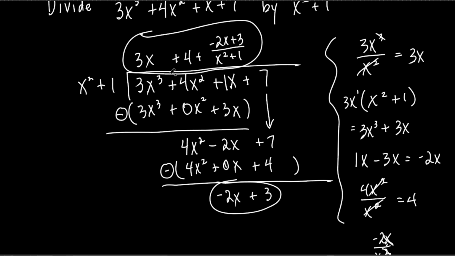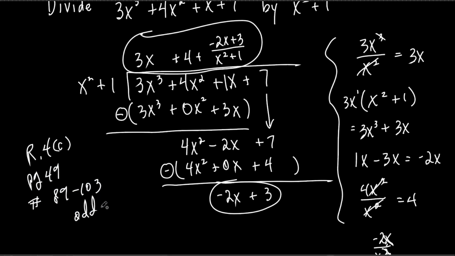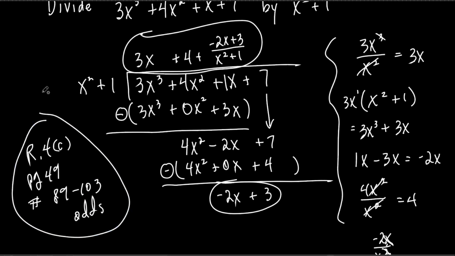Okay, what did I give you? I gave you the lesson plan thing, but I'll write it down anyway. What is it? It's R.4C, right? So it's R.4C, and it's page 49, and you are doing 89 to 103. It looks like a lot, but you're only doing half of those, right? You're only doing the odds. All right. Give it a good shot.